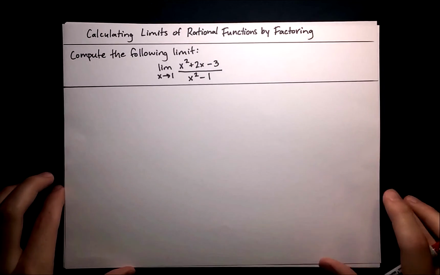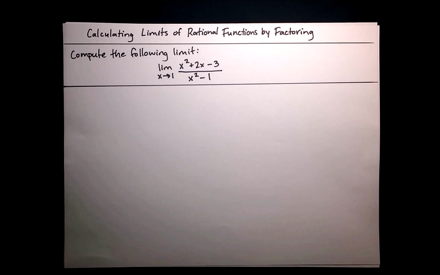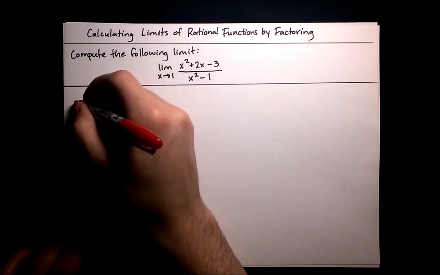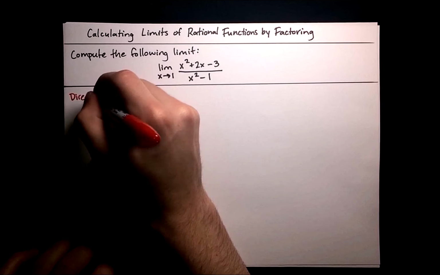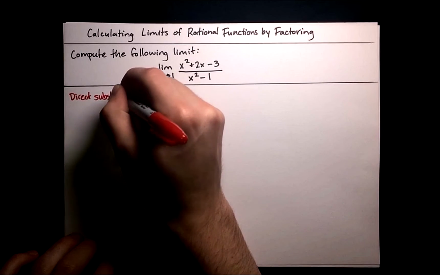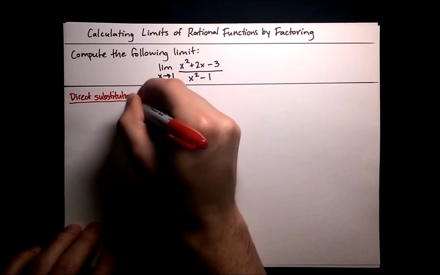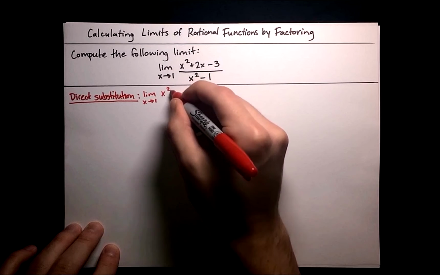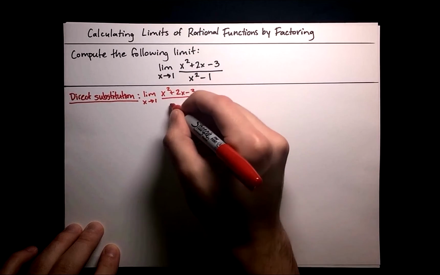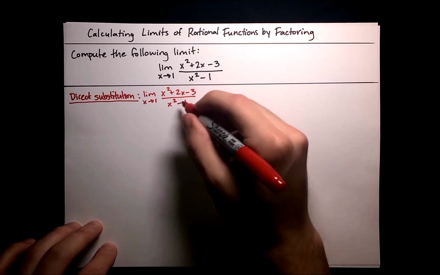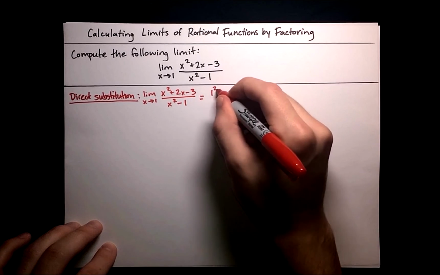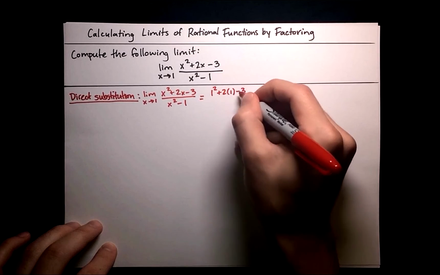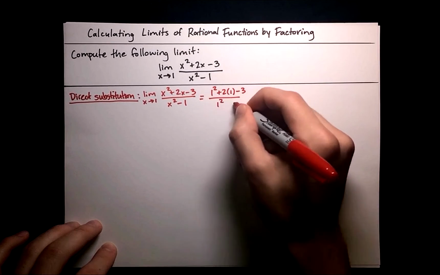Here's another problem for us. We want to compute the following limit. The limit as x approaches 1 of (x squared plus 2x minus 3) over (x squared minus 1). And again, why don't we go ahead and start off trying direct substitution. If we plug in 1 for x there, we get 1 squared plus 2 times 1 minus 3 over 1 squared minus 1.